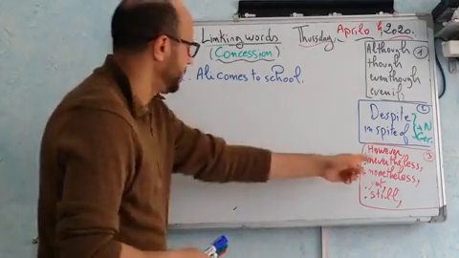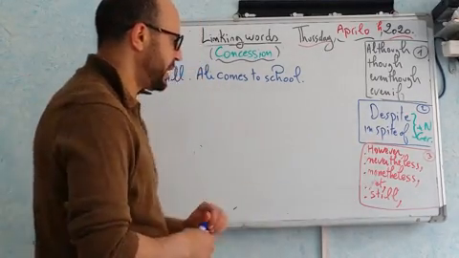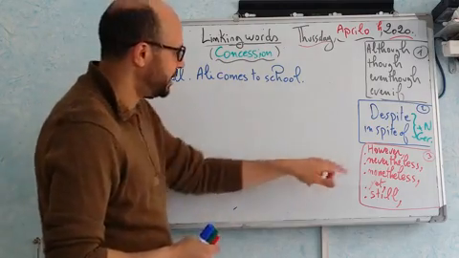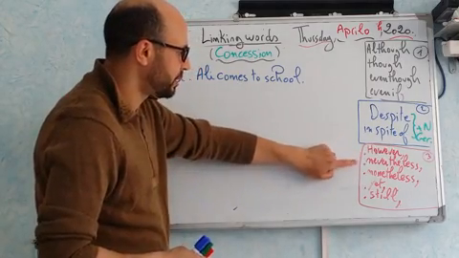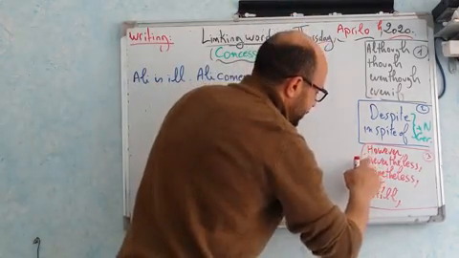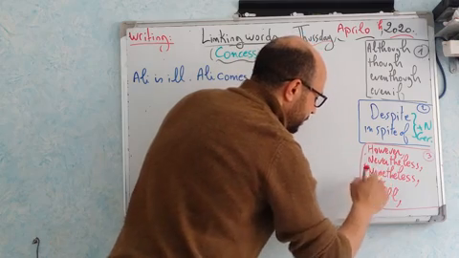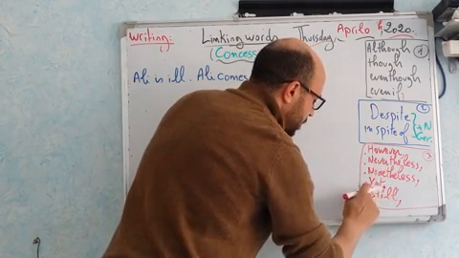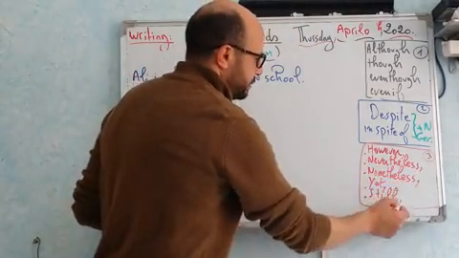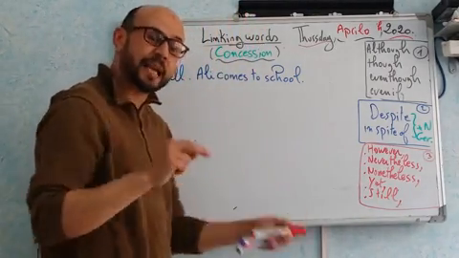Now group number 3. If I want to connect the two sentences using however, nonetheless, nevertheless, yet, still. First, you can notice with me the use of punctuation. Full stop, full stop, full stop, full stop in the beginning of the sentence. That means they are going to be capitalized. Sorry for the mistake. All of them need to be capitalized, and they are followed by a comma. This means that they come in the middle of the two sentences.